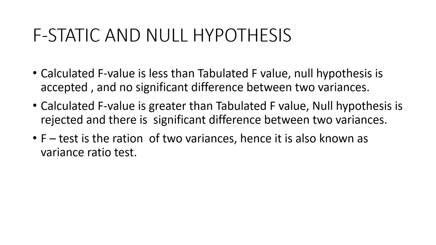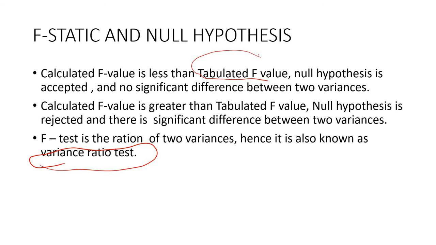F-statistic and the null hypothesis. If the calculated F value is less than the tabulated F value, the null hypothesis is accepted and there is no significant difference between the two variances. If the calculated F value is greater than the tabulated F value, the null hypothesis is rejected and there is a significant difference between the two variances. The F-test is the ratio of two variances, hence it is also known as the variance ratio test. This is the way we accept or reject the null hypothesis.